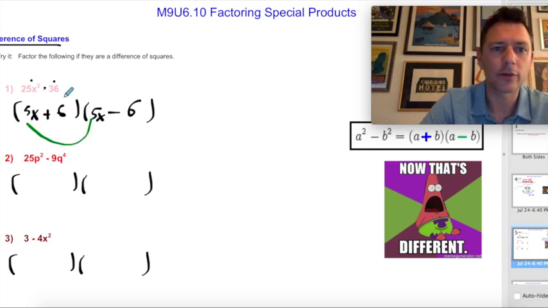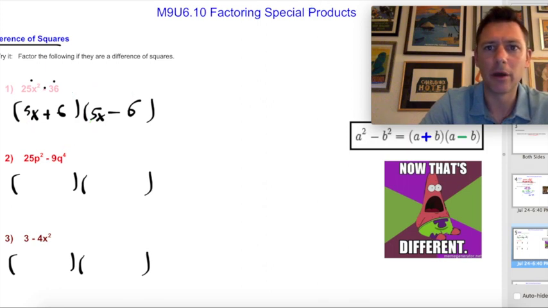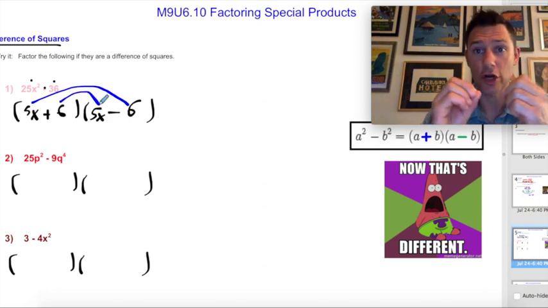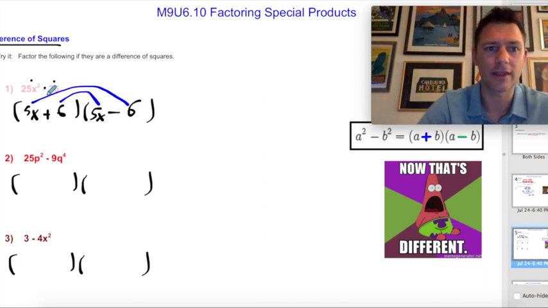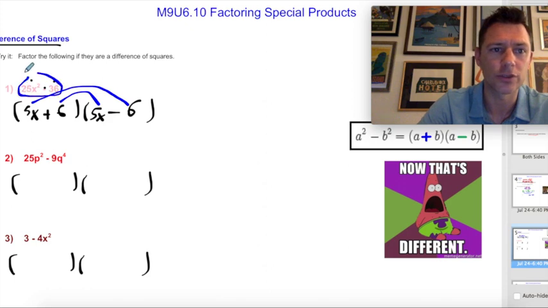So that gives you the 25, that gives you the negative 36, but this gives you negative 30x, and that gives you positive 30x, and they're gone. They cancel each other out, right? That's why you don't see them in here. So there you go, I like that.